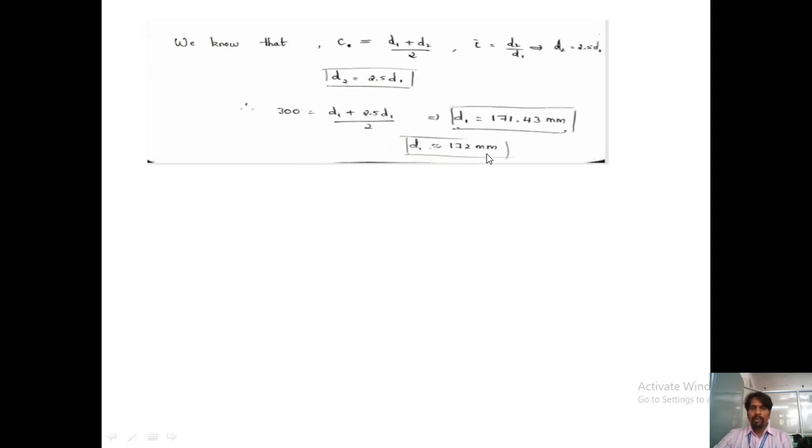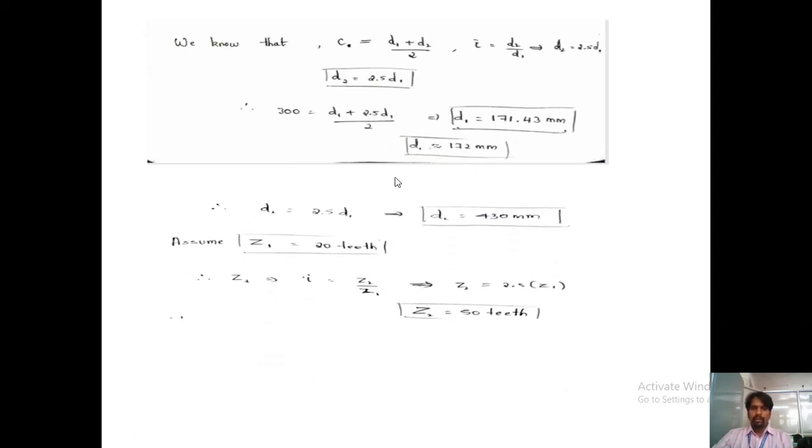Once we know d1, we can calculate d2 by using the relation d2 is equal to 2.5 times d1. So d2 will be equal to 430 mm. So in this problem, by using the center distance, we have calculated d1 and d2. But the number of teeth on the pinion and gear is not given.